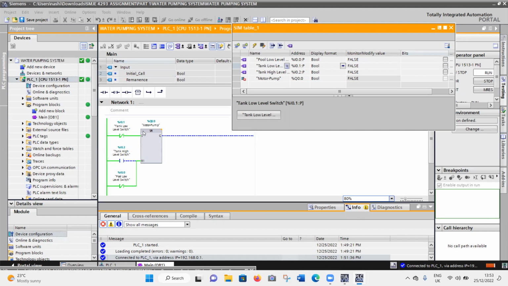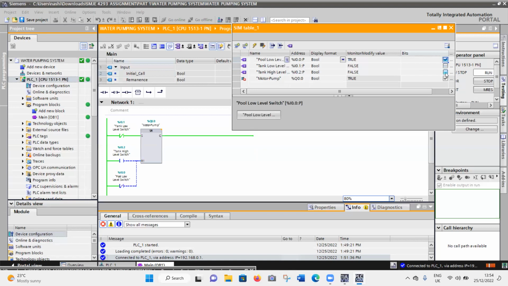Once we build the network, we're going to simulate it on the PLC sim. Before this, we already created the sim table on the PLC sim, and now we're going to simulate on the condition that this water pumping system is working in its normal phase. So when the pool is full of water, the pool low level switch is active and sending a true signal, which signifies that it is sending a certain amount of volt to the PLC.